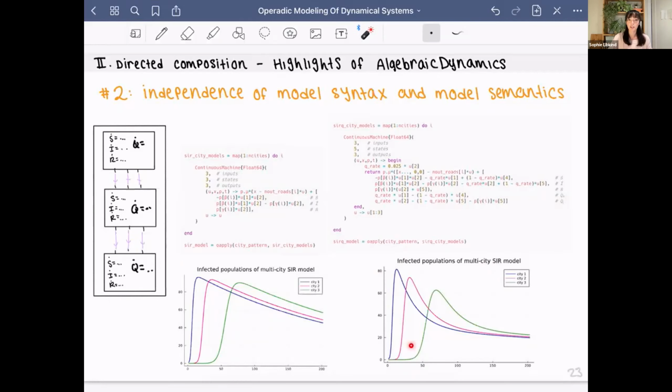And when we plot the results, we see that quarantining has a big effect on the infected population. So we have the peaks of the infected populations in the cities are much lower in the SIRQ model than in the SIR model.